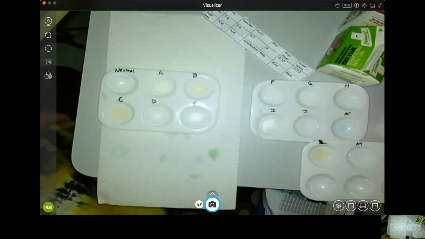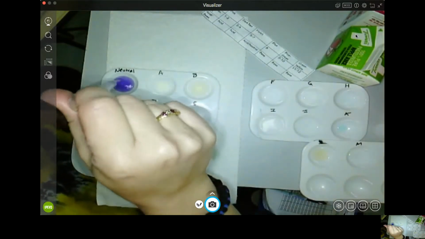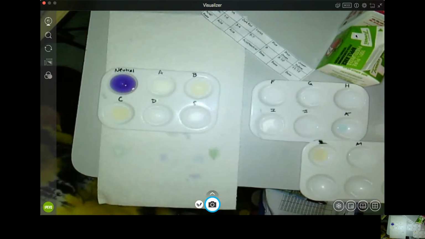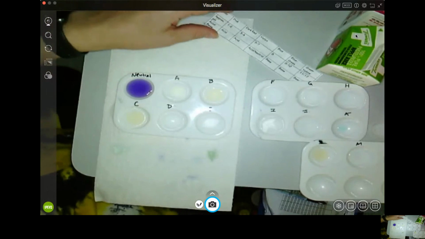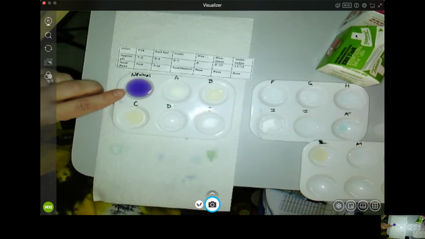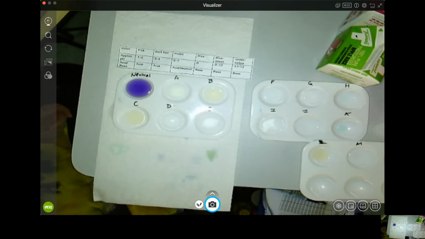What I did last night was I took some red cabbage and cut it up. I boiled some water and drained the water off, and I have my pH indicator that we're going to use today. This is our neutral. So this is what our 7 looks like. Okay? Cabbage water is almost a 7 exactly. It depends on the water that you use. If your water is a little bit more acidic, it's going to have a little bit of a different color.